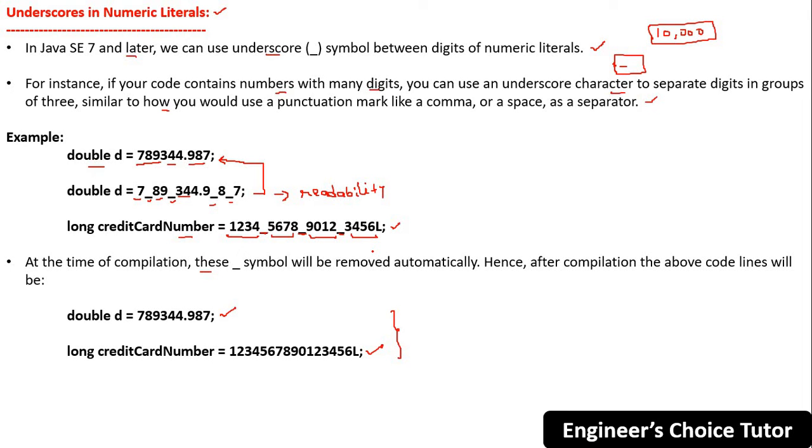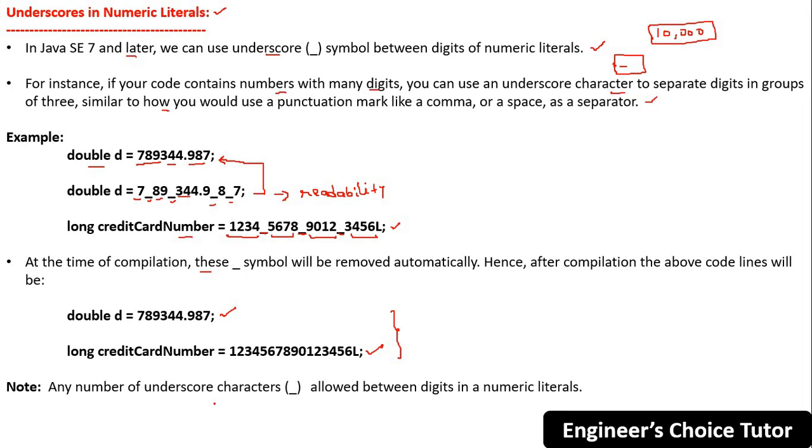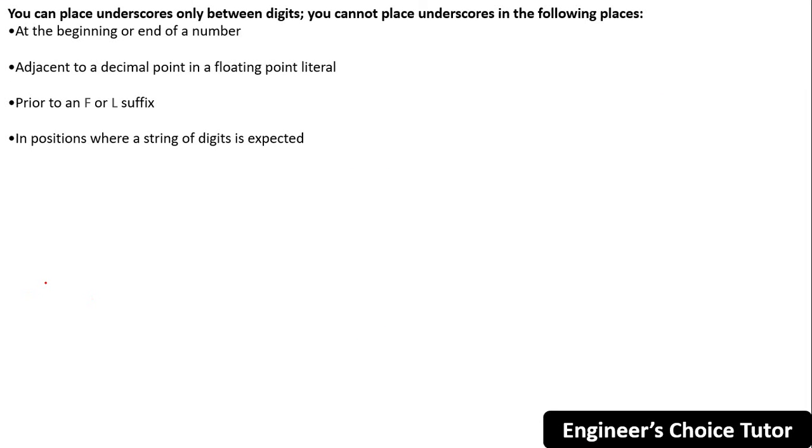Is it clear? Now see, note: any number of underscore characters are allowed between digits in numeric literals. But there are certain rules. You can place underscores only between digits. Remember this point, only between digits. You cannot place underscores at the beginning or end of a number, or adjacent to a decimal point in a floating point literal, or prior to an F or L suffix, or in a position where a string of digits is expected.